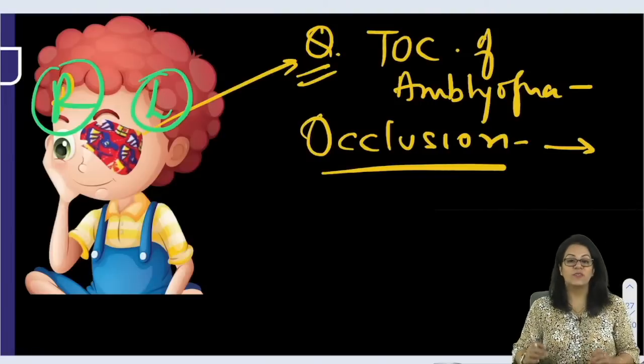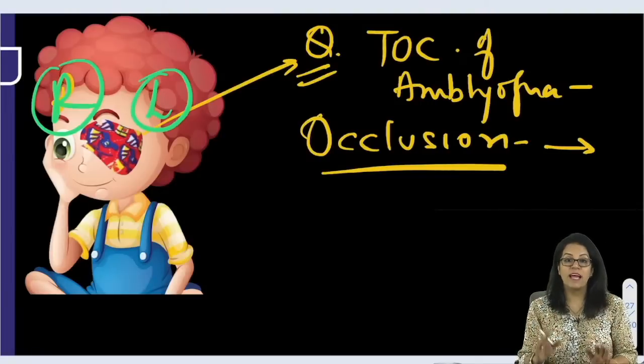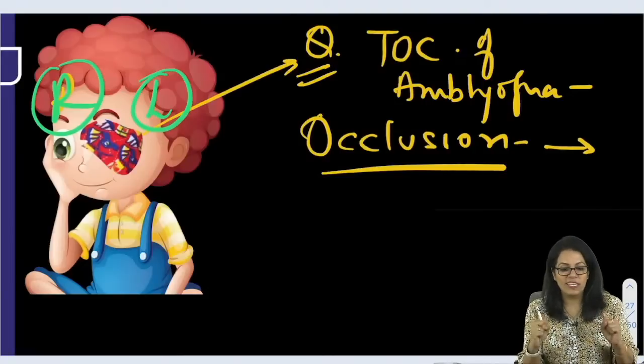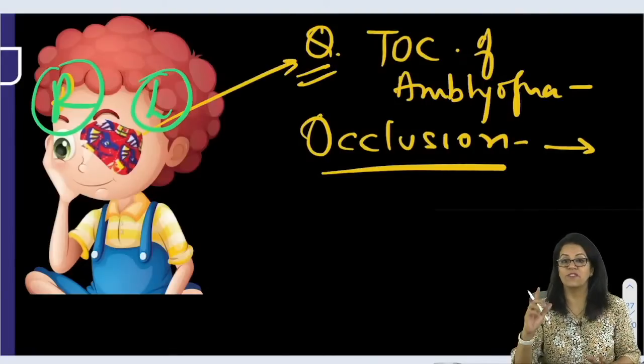Yes, very good. So his right eye is amblyopic. So we are forcing this lazy eye to work. And how are you forcing? By occluding the normal eye. We will not forget this.